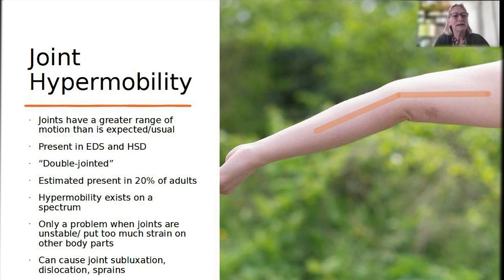It's present in both EDS and HSD, and people who have this ability in the past were called double jointed. Of course, there's no such thing, but that was what people used to explain the condition. And about 1 in 5 adults actually have some degree of hypermobility. And in itself, it's not a problem.